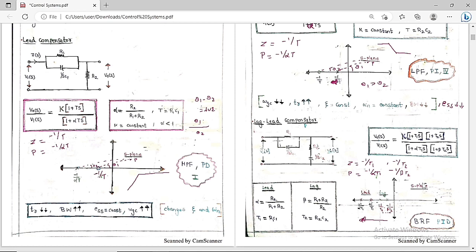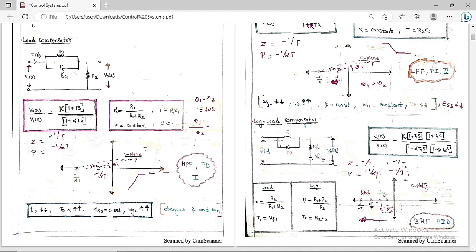Listen carefully. If we travel in this direction, the first thing we see is the lag compensator and then we see the lead compensator. So this is called the lag-lead compensator. Whenever we move in this direction, we first see the lag and then the lead, and because of this reason it is called the lag-lead compensator.